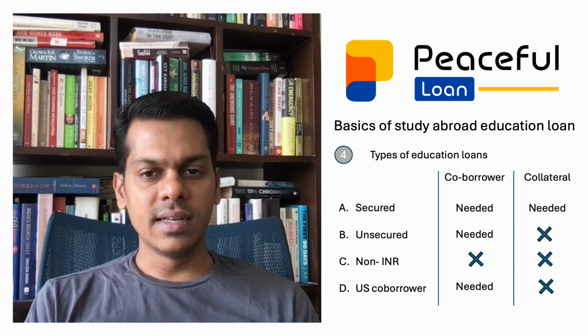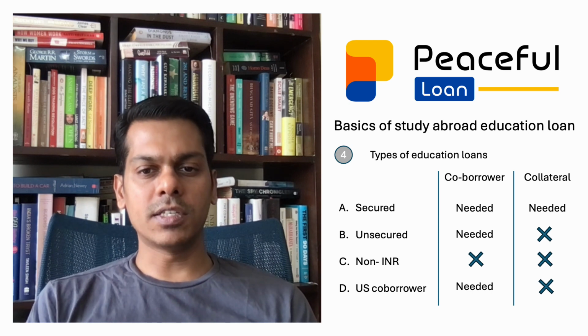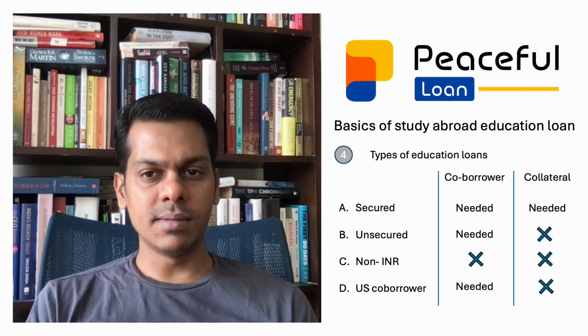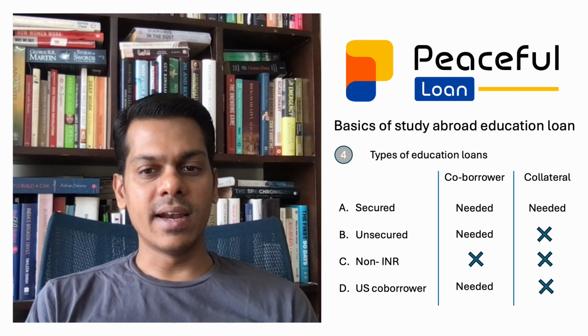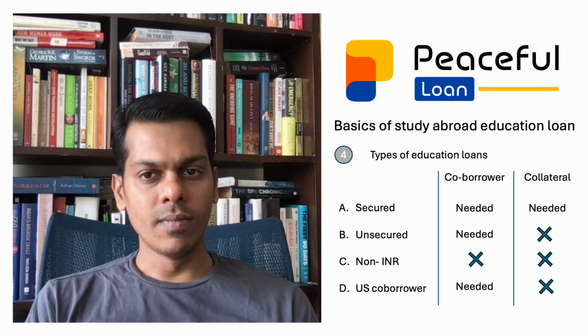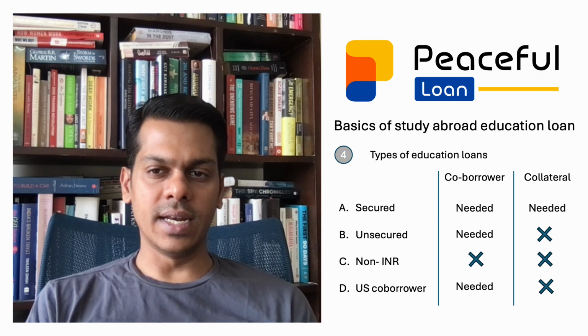Finally, only applicable for US applicants: if they have a relative or a sibling or somebody who is a USA green card holder and has a great CIBIL score, they can get a US co-borrower loan from organizations like Sallie Mae, Discover, Earnest. Here, a US co-borrower is needed, but no collateral is needed.